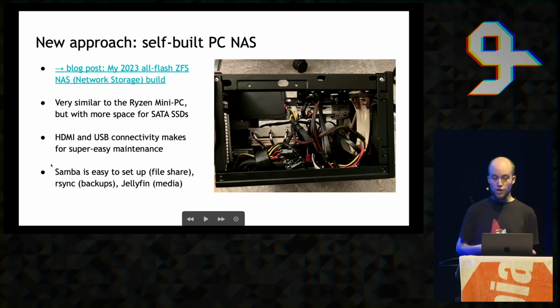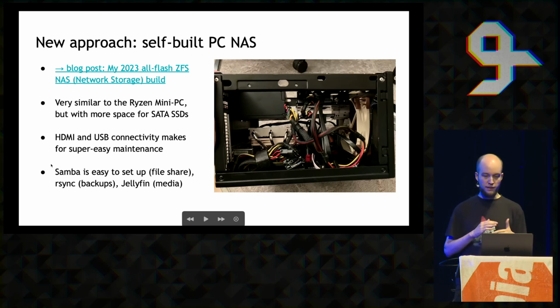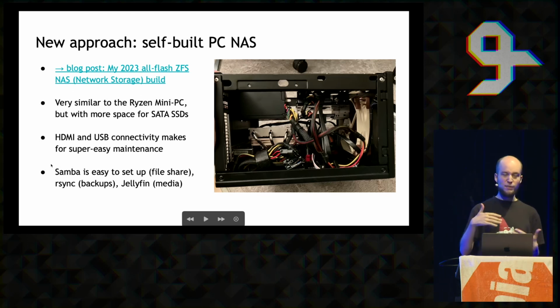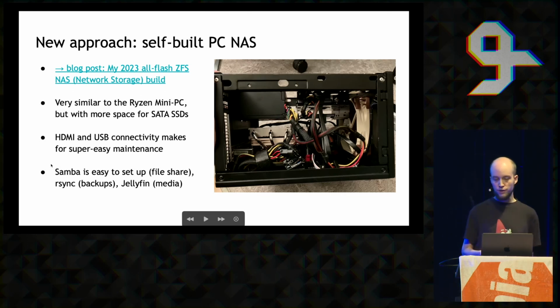The most recent iteration of this is documented in this blog post I'll link here. You can see the case here, it's a little bit larger than the mini PCs I showed you earlier, and the reason for it is that I wanted to have the physical space to put in SATA SSDs, right? Because those were much cheaper than M.2 SSDs, at least for the longest time. But maybe nowadays you could actually get by with a smaller system even.